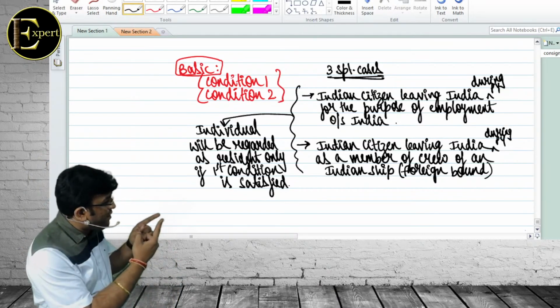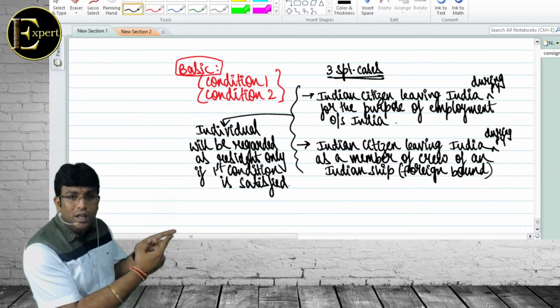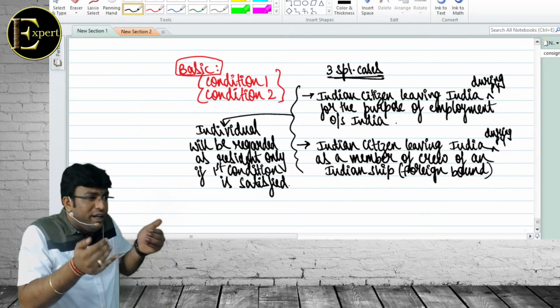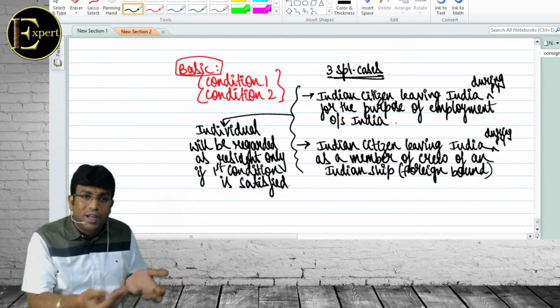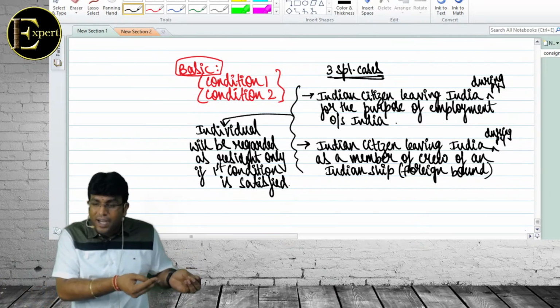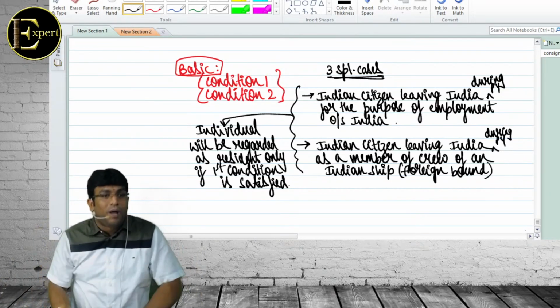In the Act, did they ever use the word unemployment or employment? One fellow could already be employed in India but is going abroad for better employment. Still this point will apply, no? Did they ever say that this fellow should be unemployed and going for employment?